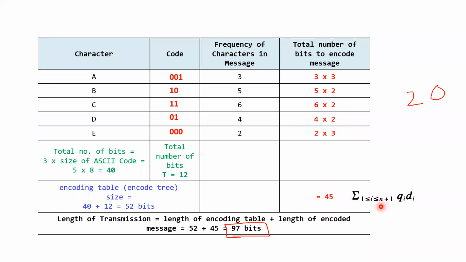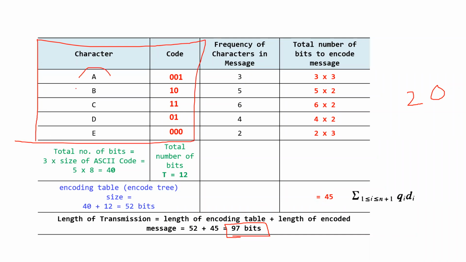And we have applied this formula: the sum of products of QI and DI, where QI is the frequency of the character, DI is the code size. Now, along with the encoded message of 45 bits, you'll also have to send the encoding table, and the size of the encoding table is this part. This is your encoding table.